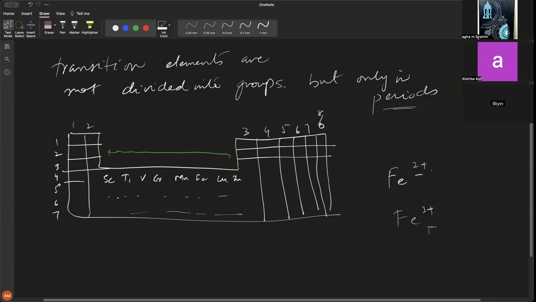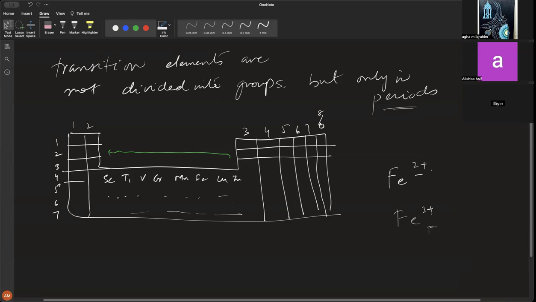That is why they are not present in any groups, but they have a fixed number of shells. So that is not a problem. That is why they are present in the periods. They are divided into the periods. Is this clear?